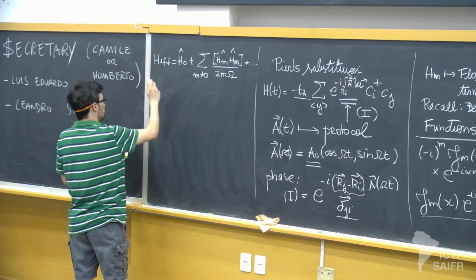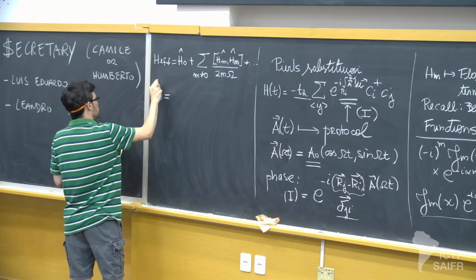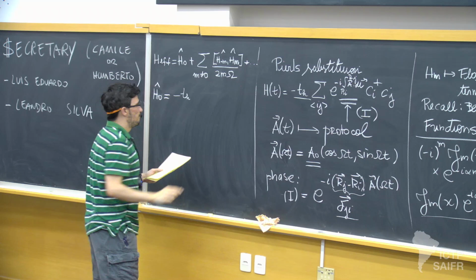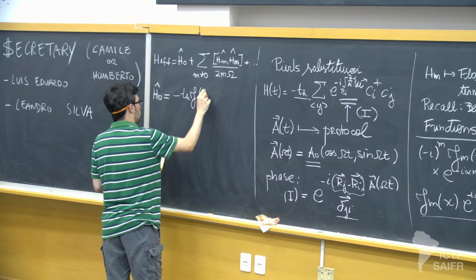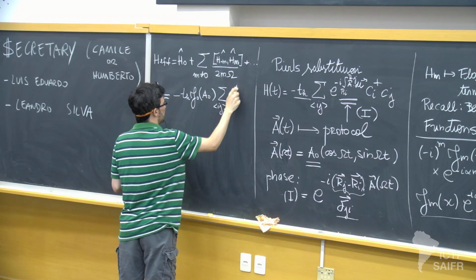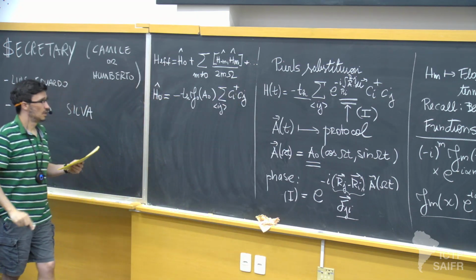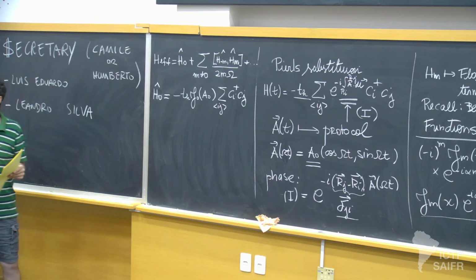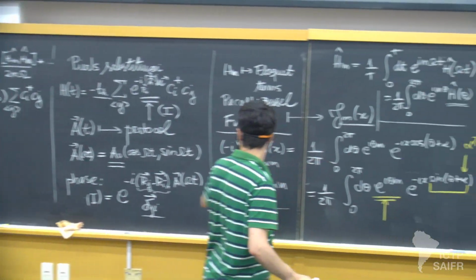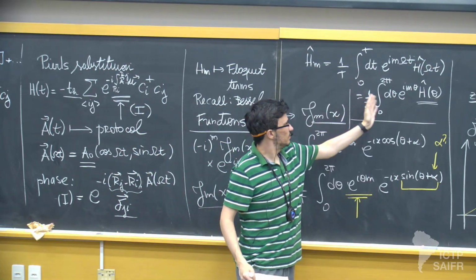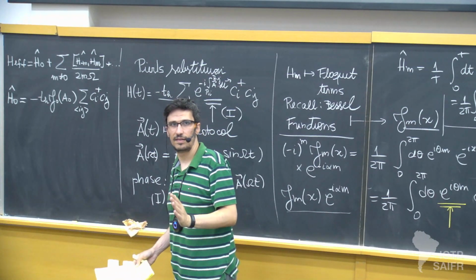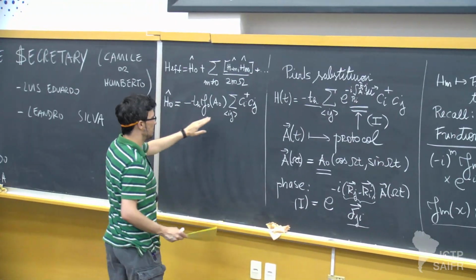So I will write down what H0 is. H0 is going to be minus t_h J_0 of A0, sum over i and j, c_i dagger c_j. So it does acquire a Bessel function, because if you average the time-dependent function that we have over a period, you're going to get for free a Bessel function. A Bessel function that we don't always want, actually. Sometimes this Bessel function doesn't help us.